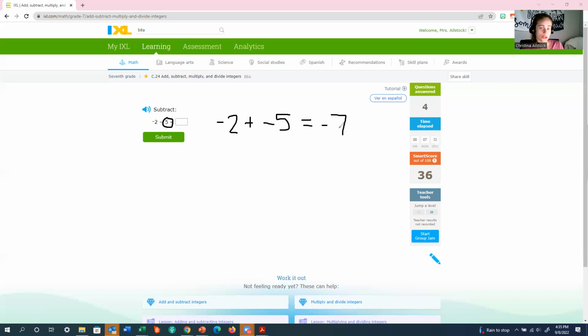And then the last little strategy, so this is giving you a preview to help you know if you need to watch that other video, is using counters. So if you use counters, we have 2 negatives, and then we have 5 negatives. 1, 2, 3, 4, 5. Well, they're all the same. They're all negatives, which means we can just add them all up. 1, 2, 3, 4, 5, 6, 7 negative counters, which means our answer is -7.